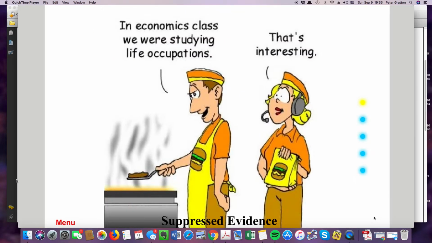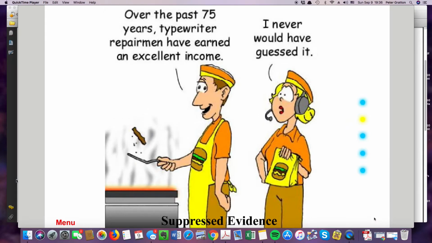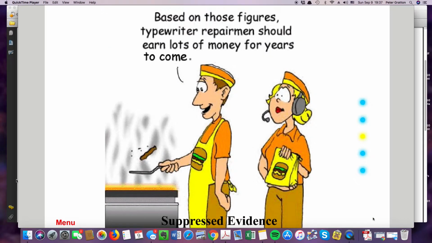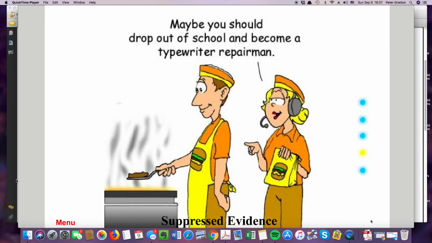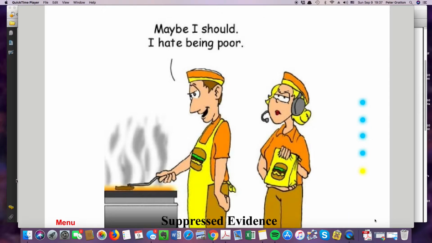In economics class, we were studying life occupations. That's interesting. Over the past 75 years, typewriter repairmen have earned an excellent income. I never would have guessed that. Based on those figures, typewriter repairmen should earn lots of money for years to come. Okay? Maybe you should drop out of school and become a typewriter repairman. Maybe I should. I hate being poor.